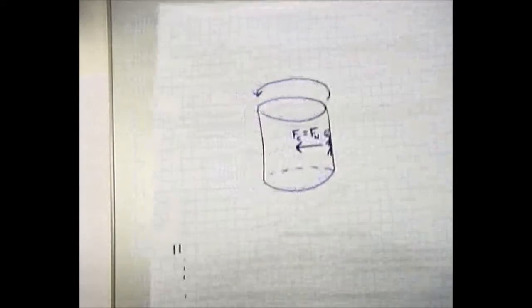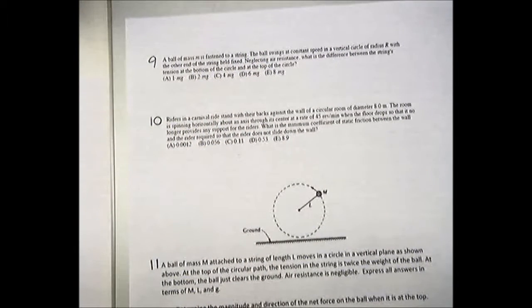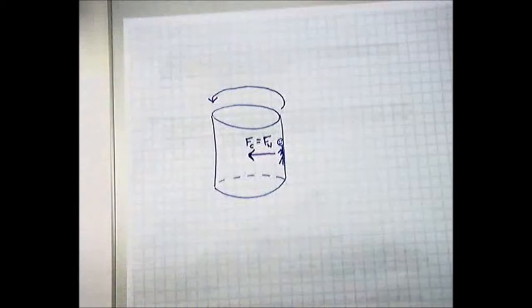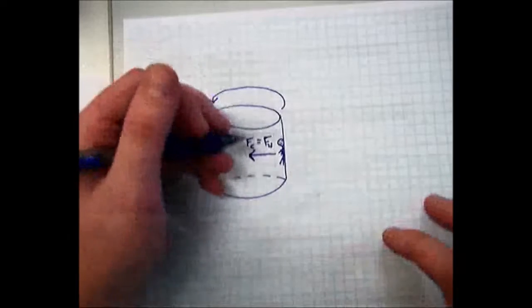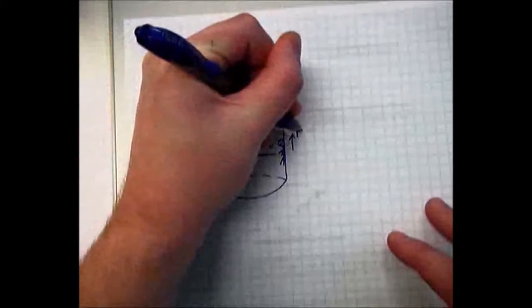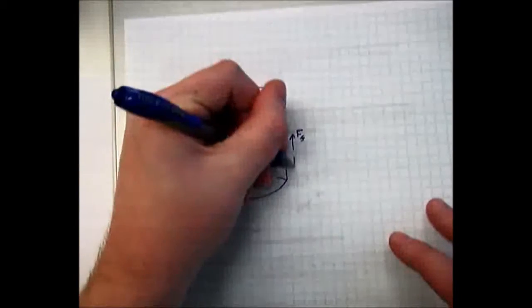But the question is asking about the static friction on the wall. So that's not really related to centripetal force itself. Centripetal force is going in towards the center of the circle, and then your friction is actually pushing upwards here. That's going to be static friction, and it's going against gravity.